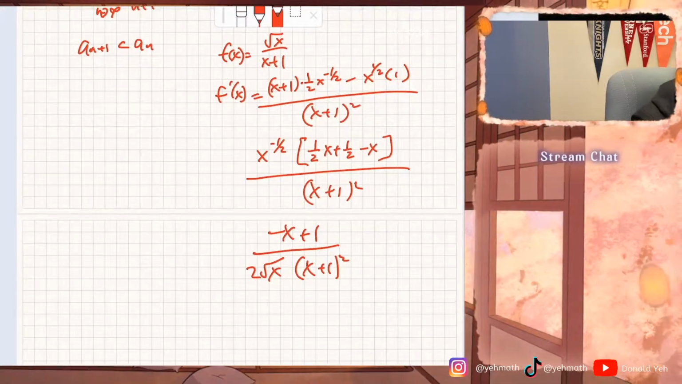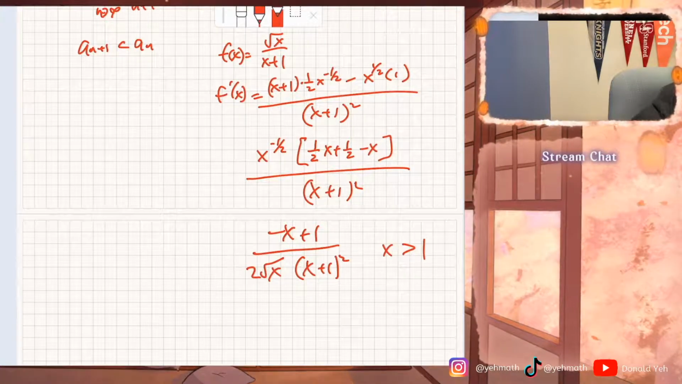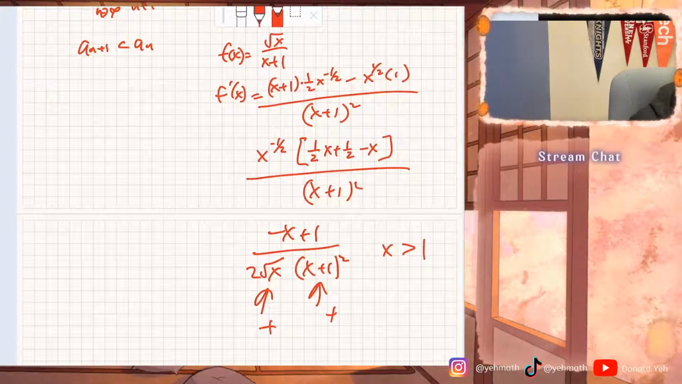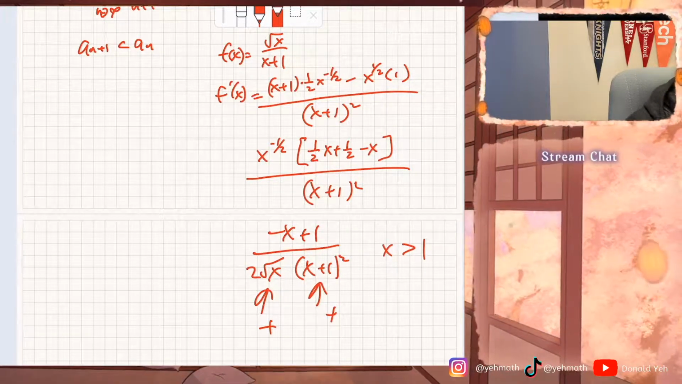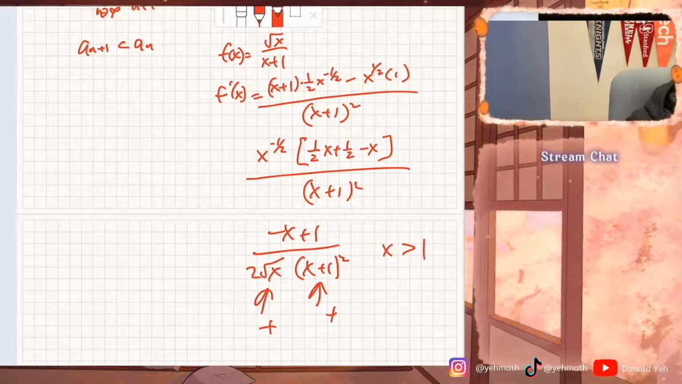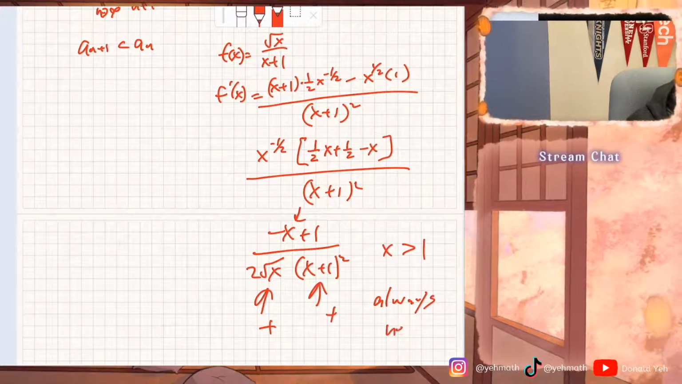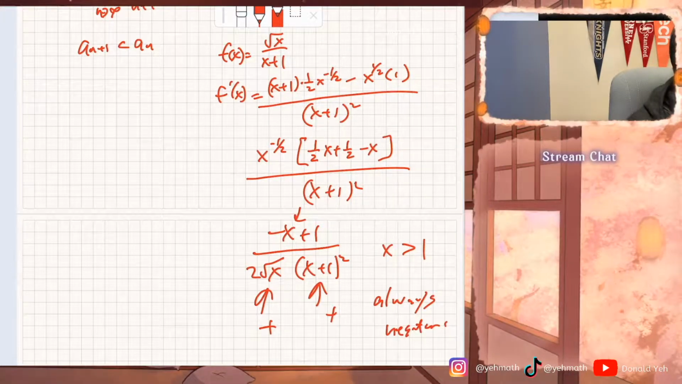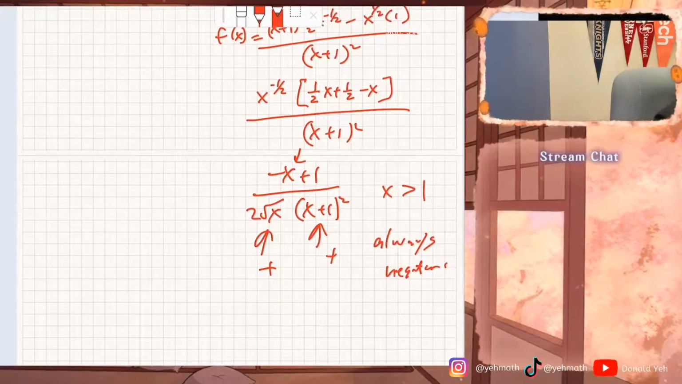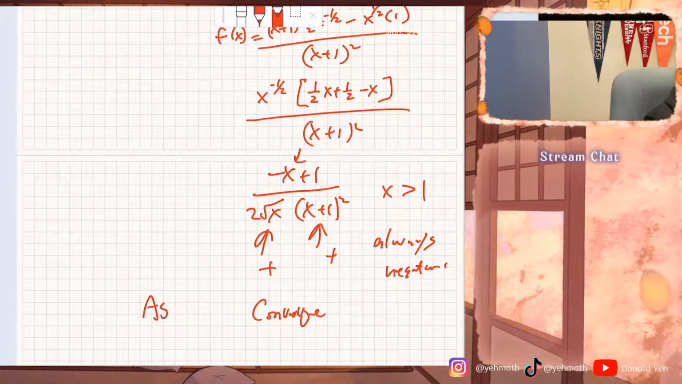Now, if you figure out if x is greater than 1, what will happen? Well, if x is greater than 1, this one doesn't matter, this one doesn't matter, this is all positive. It doesn't matter if the sign changes. Now, if x is greater than 1, then you automatically say this is always decreasing, always negative. If it's always negative, then it actually converges, because this is a convergent situation due to the AST.